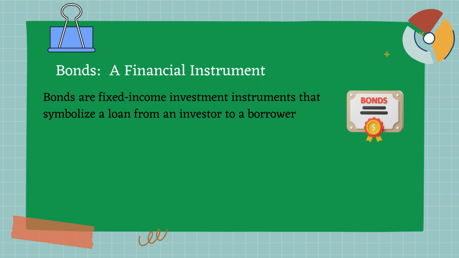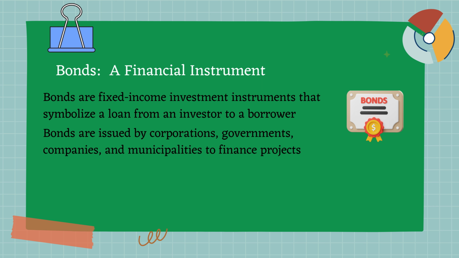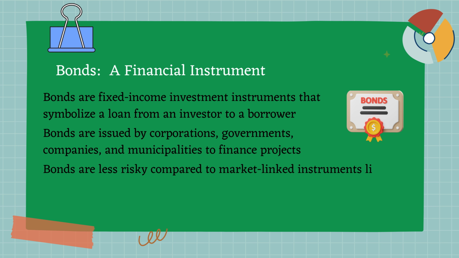Typically, bonds are issued by corporations, governments, companies, and municipalities to finance projects and operations, undertake welfare activities, incur sudden war expenses, buy property, buy equipment, etc. The bonds come with a maturity date and a face value, when the issuer returns your money, principal amount, and interest. Bonds are less risky compared to market-linked instruments like equities.